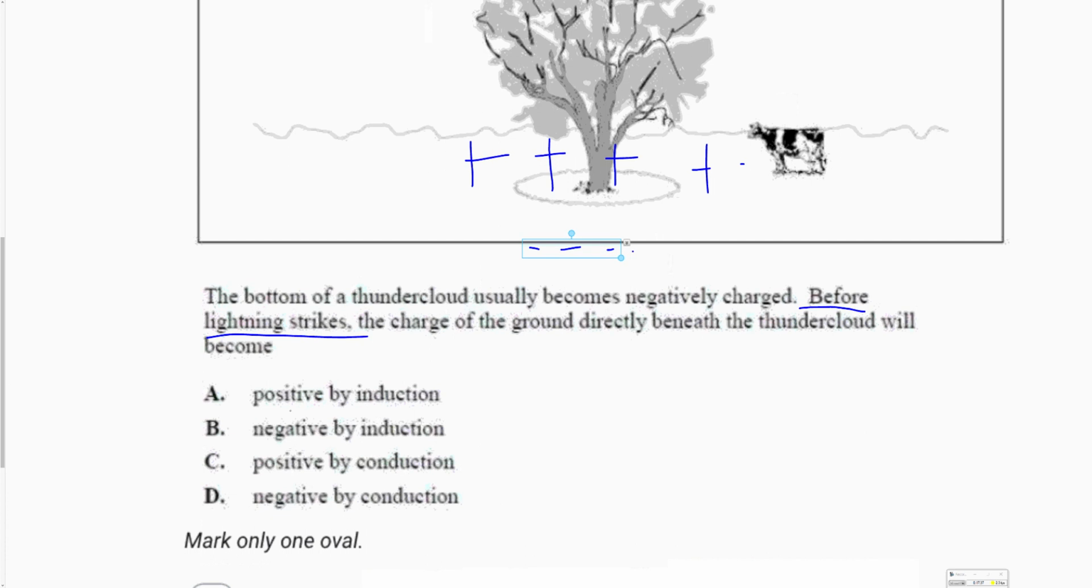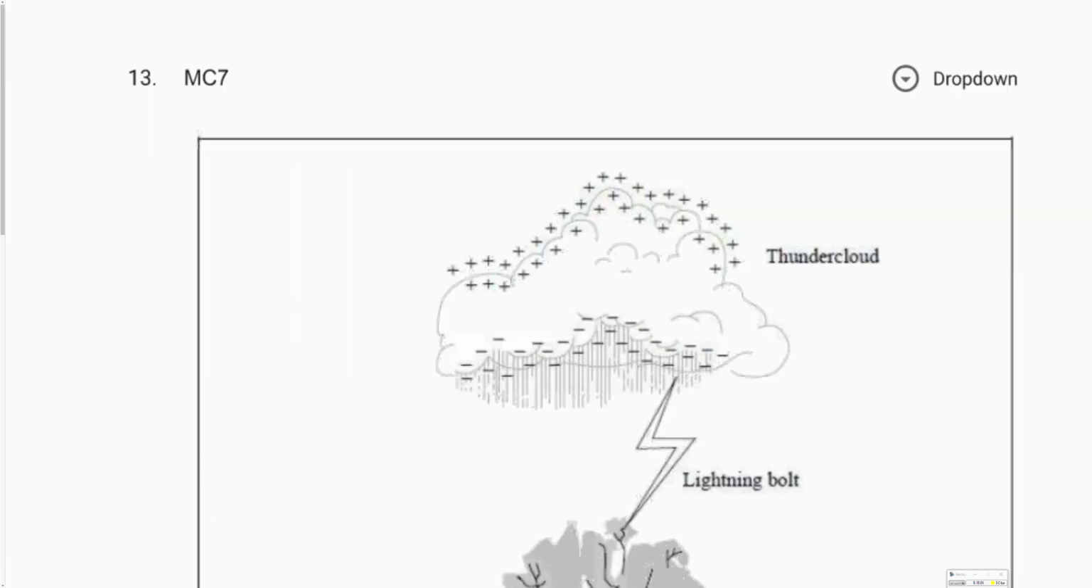Is it positive by induction or positive by conduction? Boy, it's been a while since we did that, eh? Induction, because charge wasn't transferred. Now, as soon as lightning strikes, as soon as the electrons come down, then we have conduction, right? But right now, it's still induction before it strikes. So the answer is A, positive by induction.